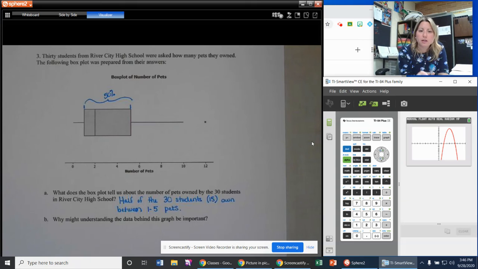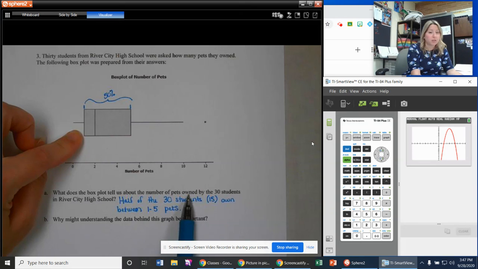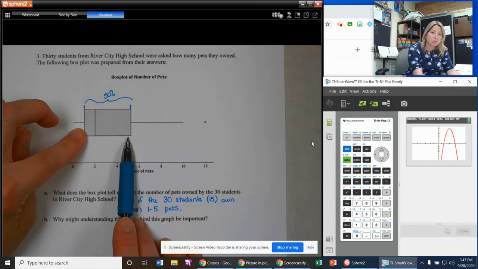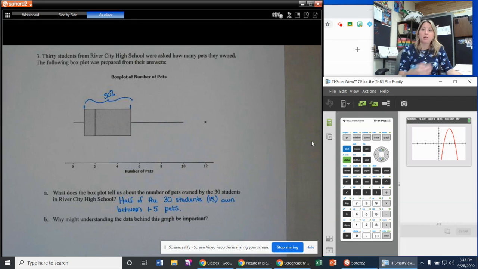Why might understanding the data behind this graph be important? Well, let's say you're a budding entrepreneur in your school and you were thinking of having some sort of pet food type of business on the side. You might want to know what kind of pets and how many people have them. And considering 50% of your classmates, these 30 classmates anyway, have 1 to 5 pets, you might be able to interpret, oh, a lot of people have pets. Maybe I can capitalize on that.